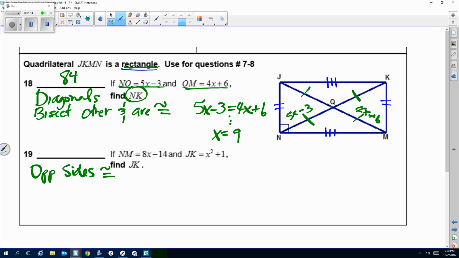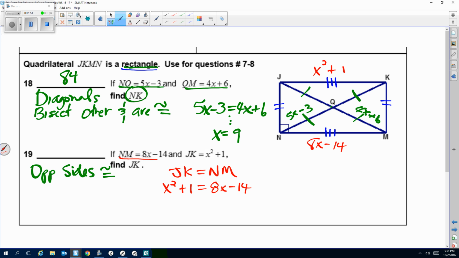Okay. Now, on 19, they're referring to NM, which was 8x minus 14, and JK, which is x squared plus 1. We have opposite sides are congruent, meaning that JK is equal to NM. We did this one today in class, part of your entrance tickets, and most of you were able to set up the equation using the correct property, the correct relationship, and you saw you had to factor. So you're going to do that again, so you can handle that.